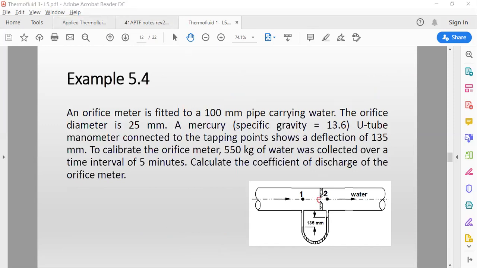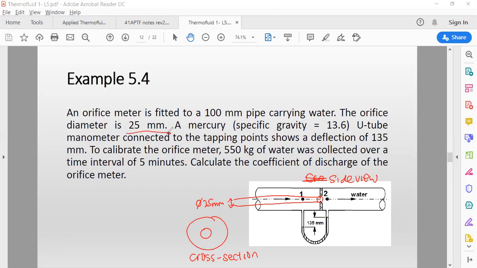Can you see or not? This gap here has a diameter of 25 mm. Usually the orifice plate, if you look at the cross section, it's just a hole in the middle. This is the side view, but if you look at the cross section, it's going to look like this. It's just a hole in the middle. So the hole here is 25 mm.